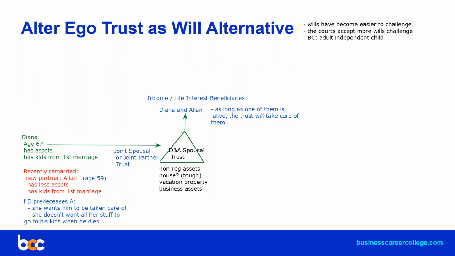So Esther, it's the same tax consequence. Do you see this? With or without the trust, it doesn't matter. Diana can transfer property to Alan with no disposition. A rollover applies.